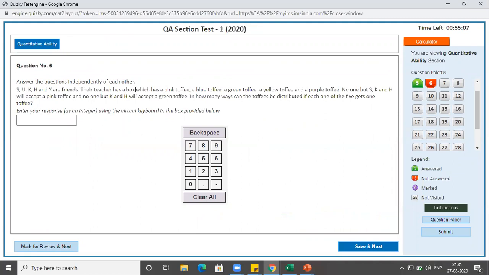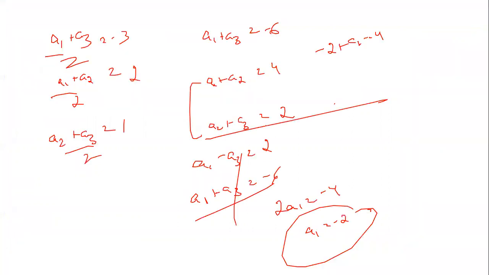Okay. Pick a box which has a, okay, seems like a PNC question. So our friends, one, two, three, four, five friends are there, their teacher has a box which has pink, two, three, four, five kinds of toffee. No one but SKNH will accept a pink toffee.